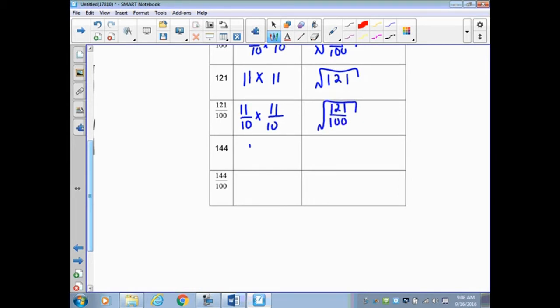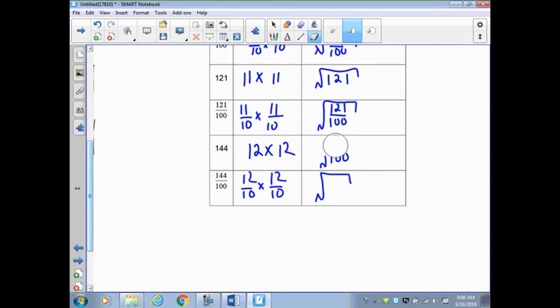And of course 12 by 12. And this is the square root of 144 over 100. And of course this is 12 over 10 times 12 over 10. And that means it is the square root of 140. Oh, sorry, I messed up here. I just noticed that I glanced down at the wrong one. This is the square root of 144. This one here is the square root of 144 over 100.